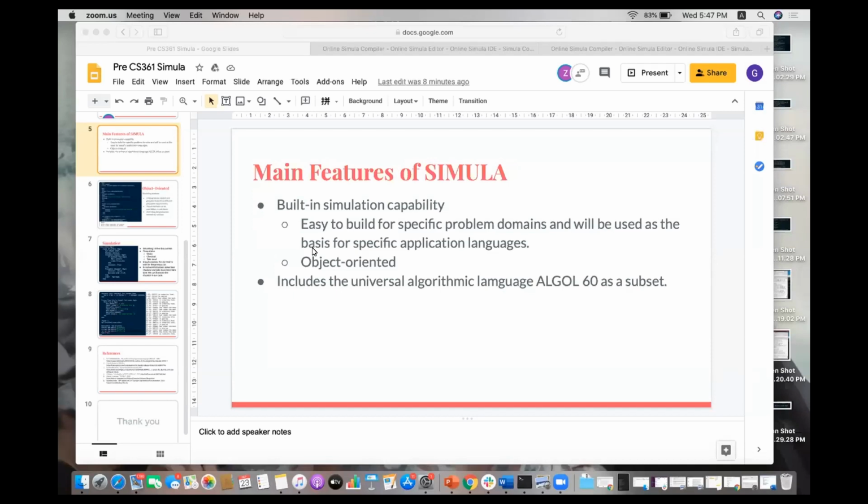A main feature of Simula is built-in simulation capability. It is easy to build for a specific program domain and will therefore be used as the basis for specific application languages. Simula 67 includes the universal algorithmic language ALGOL 60 as a subset, except for some very minor modifications. The reason for choosing ALGOL 60 was that its basic structure lent itself to extension. Since ALGOL 60 already had a user base, it would be impractical for users to base Simula on another new algorithmic language.